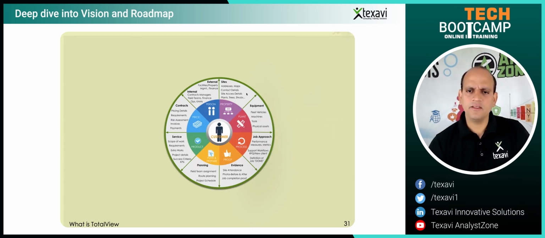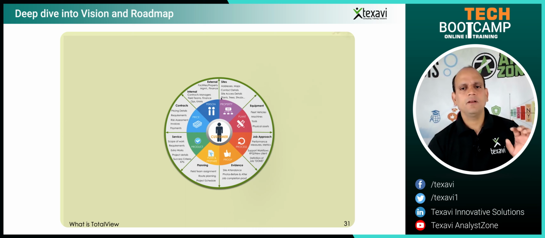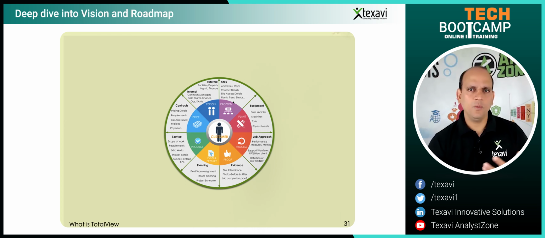Talking about each of these, as I mentioned, the sites could be properties: the address, the maps, contact details of the people, the site access details, if there are any problems with access to the field, and the plants, trees, shrubs, if there are any around, all of those that need to be maintained. So basically that's the property. And then plant is equipment, and then process is a job approach, performance measures, and so on. And proof is the evidence I was talking about, right?